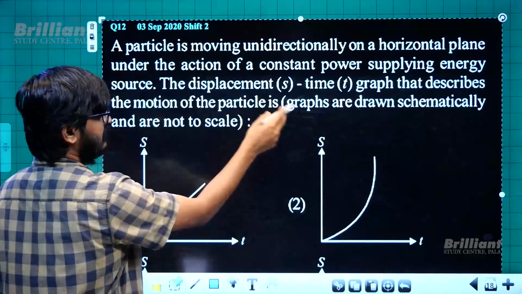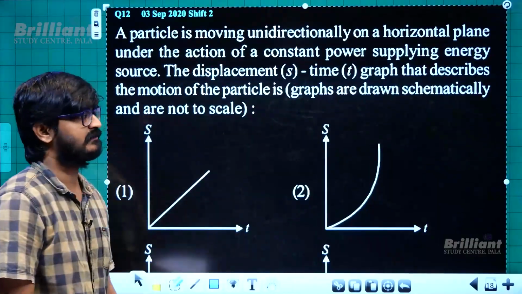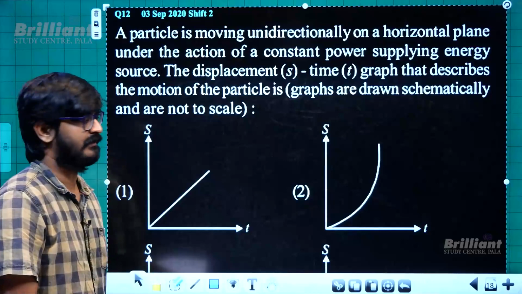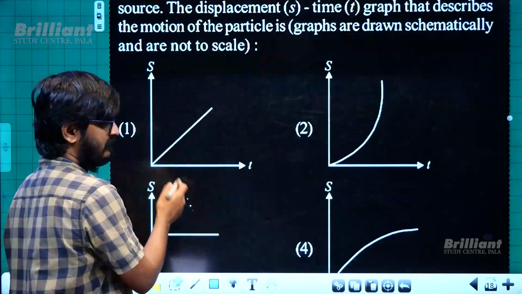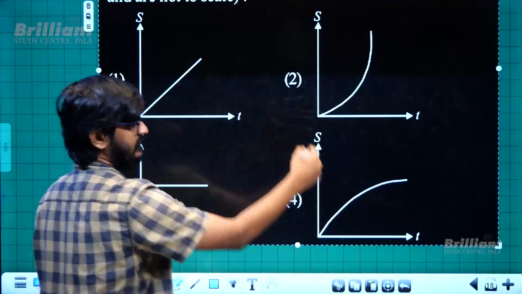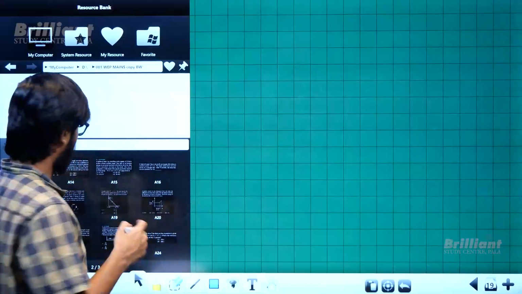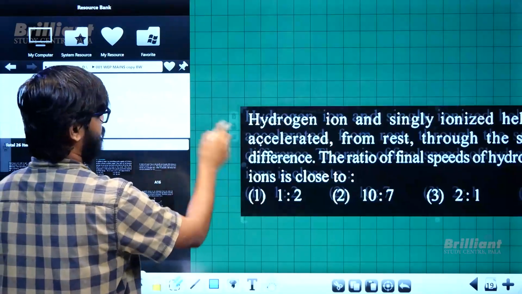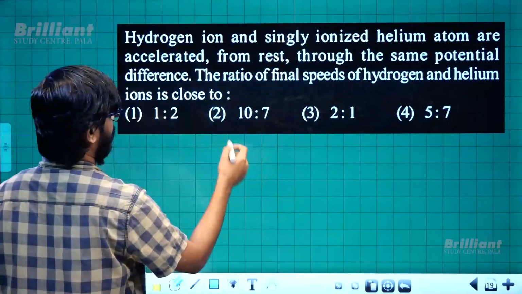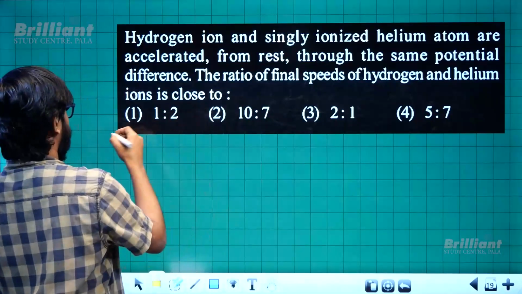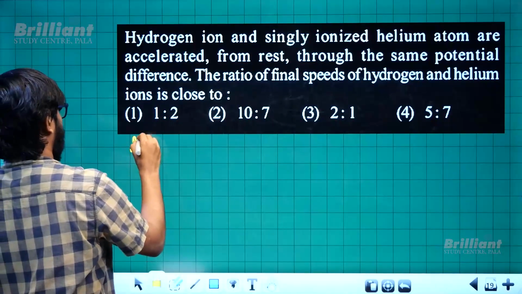Constant power, so displacement versus time graph. The displacement will be proportional to t power 3 by 2. The t power 3 by 2 graph will be approximately like this. Anyway, I will put the question so that you will understand. You can do this after electrostatics. This question, ions and stuff, you can do only after electrostatics.